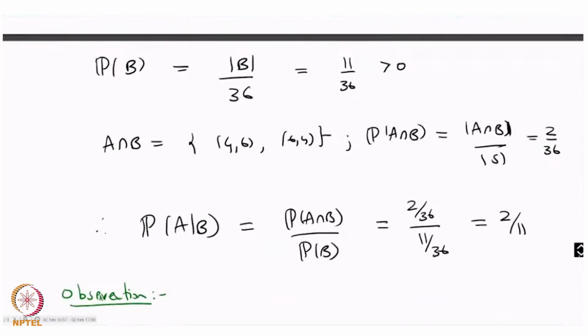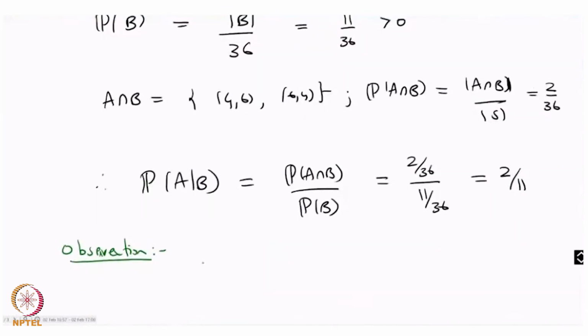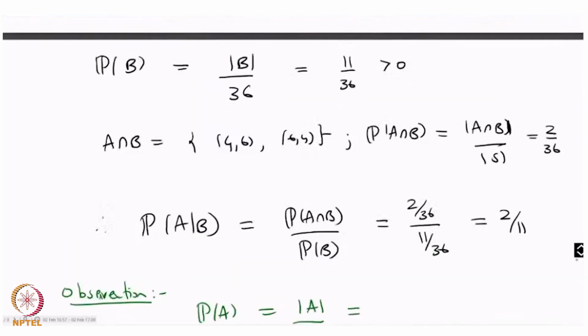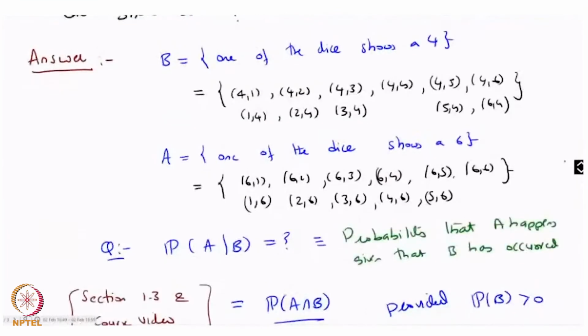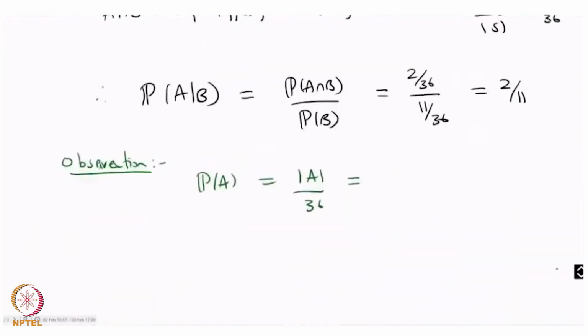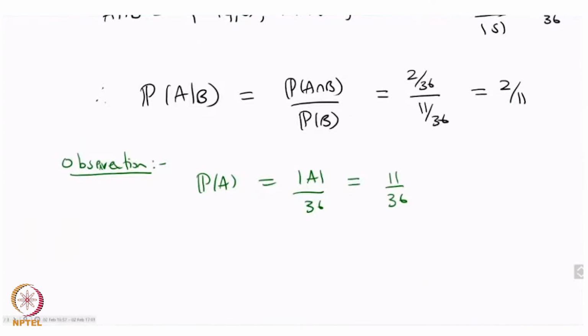So here, you notice, what is the probability of A? The probability of A is the size of A by 36, the size of S. And what's the size of A? The size of A is going to be right here: 1, 2, 3, 4, 5, 6, 1, 2, 3, 4, 5, that's 11. Size of A is 11. It's 11 by 36. So notice the occurrence of B does affect the probability of A, right?